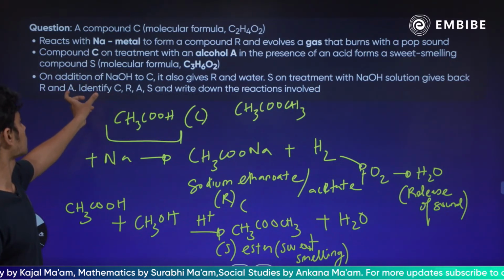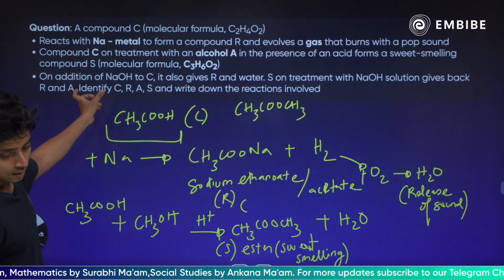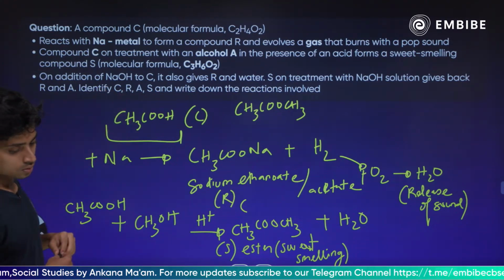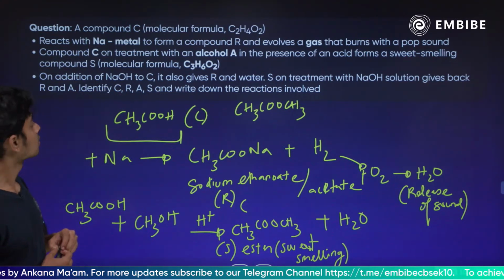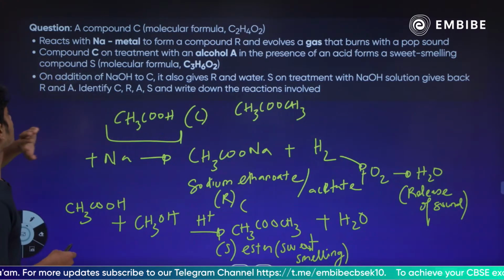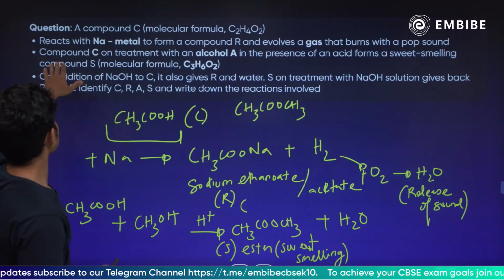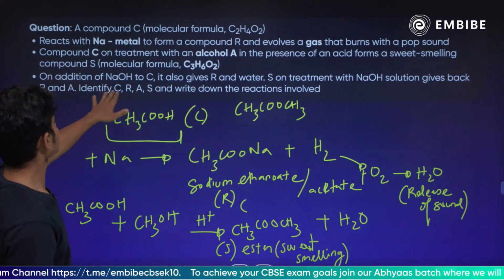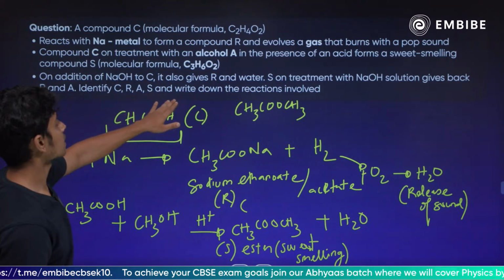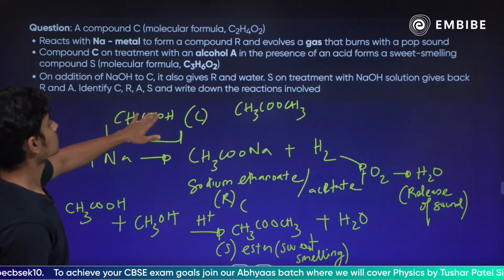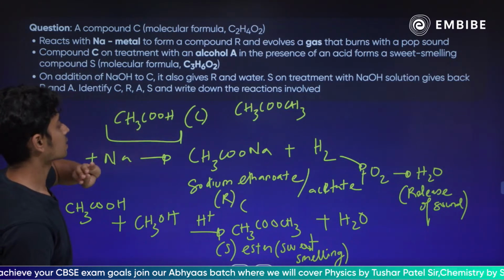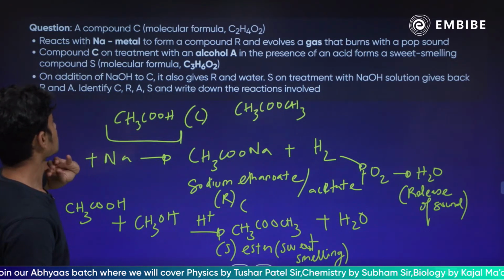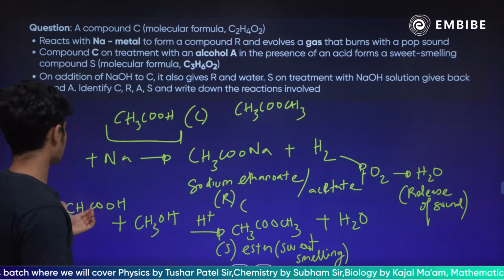For A they have a reaction. Wait, let us check again if we can do it in the time. It reacts with Na metal to form a compound R. On addition of NaOH to C, it also gives R and water. S on treatment with NaOH solution gives back R and A. So S is my ester.